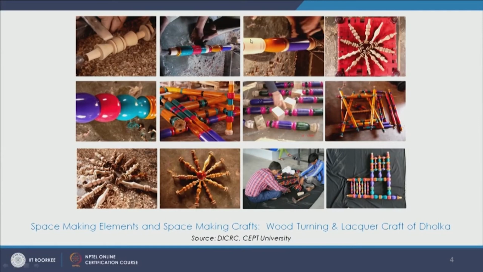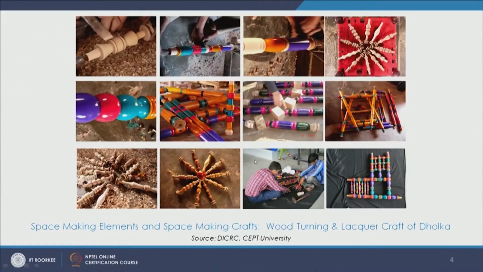Now there is a community here in Dholka that practices this craft, and after wood turning, the application of lacquer is also there, which is usually done by women. Here we see Anil ji. He is the principal craft person, the master craft person here. He is very innovative, very open minded and very contemporary. So we did this workshop with Anil ji and we came up with very interesting explorations.